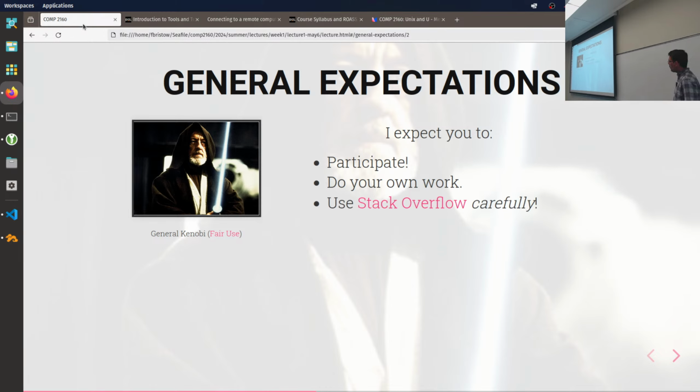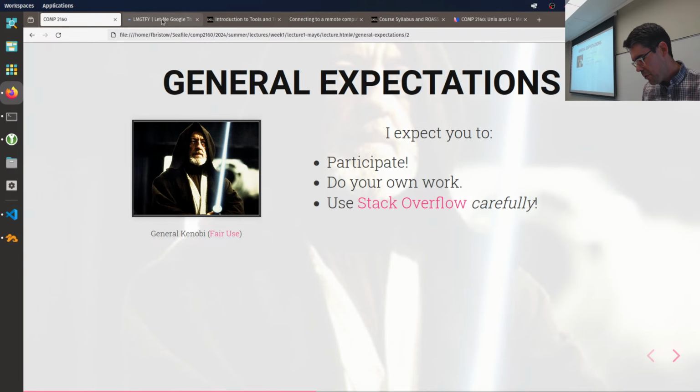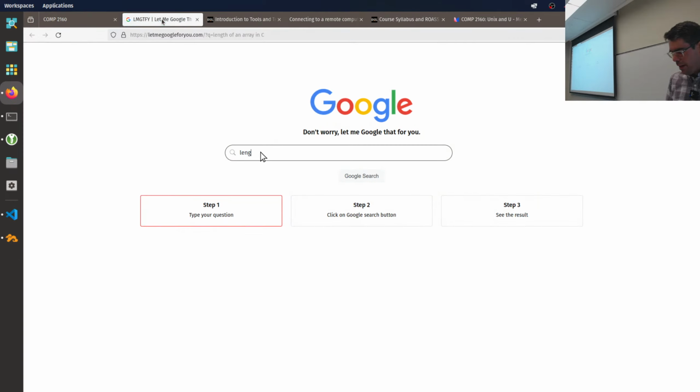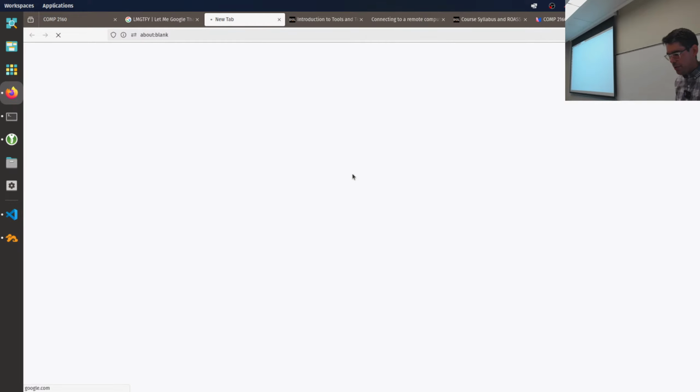Please use Stack Overflow carefully. The last time I taught this course, one of the common questions that came up from students was this: How do I find the length of an array in C? And you do a Google search for how do I find the length of an array in C.